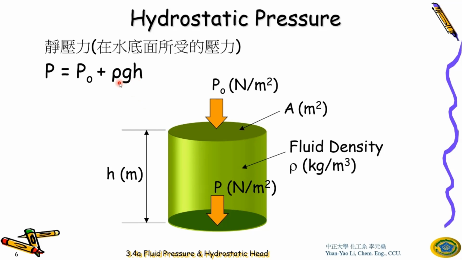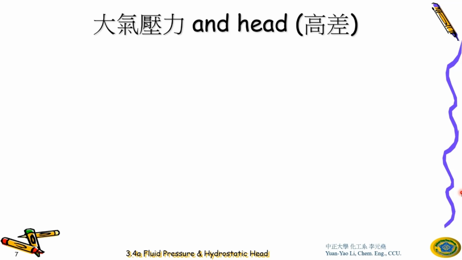Rho is what? Density. G is gravity. H is what? The height, right? Okay, so this is P equal to P0 plus rho GH. And this is what we call hydrostatic pressure.